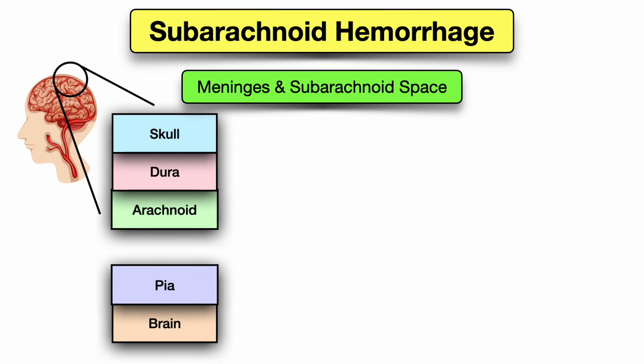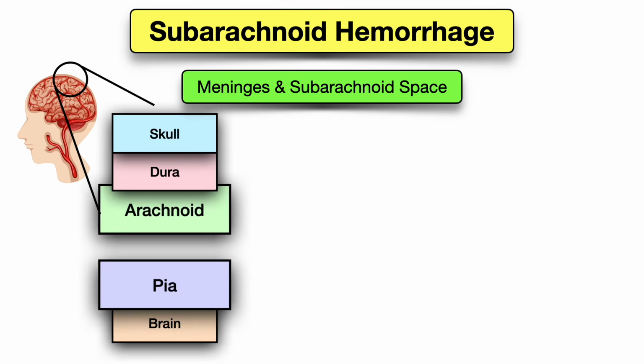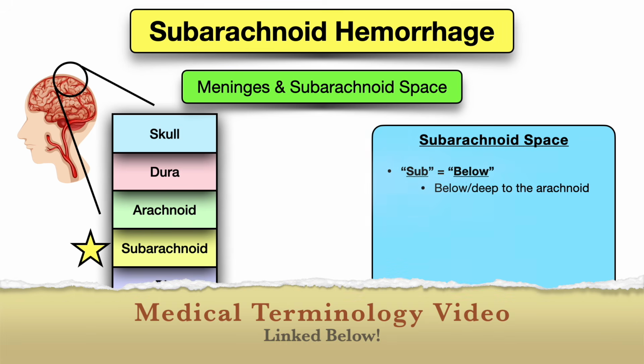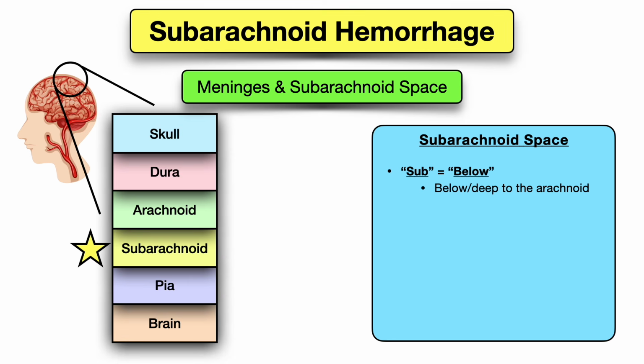The space we care about for subarachnoid hemorrhage is between the arachnoid and pia. This is called the subarachnoid space. Remember from our medical terminology video, the prefix sub means below. So the subarachnoid space is below or deep to the arachnoid mater. In other words, it's between the arachnoid and pia mater.